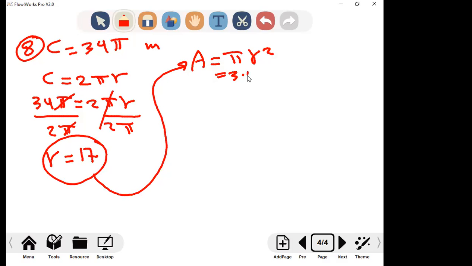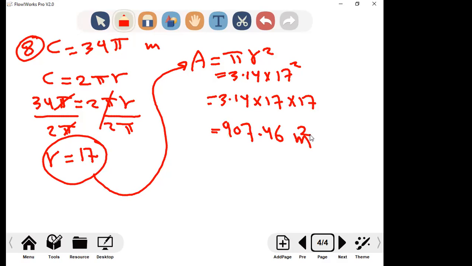It will be 3.14 multiplied by 17 to the power of 2. Yani 3.14 multiplied by 17 multiplied by 17. This is equal 907.46 meters power 2. It's rounded. All of your answers are rounded.